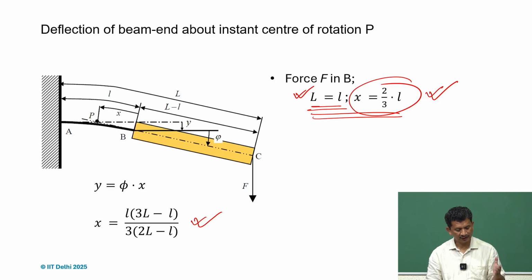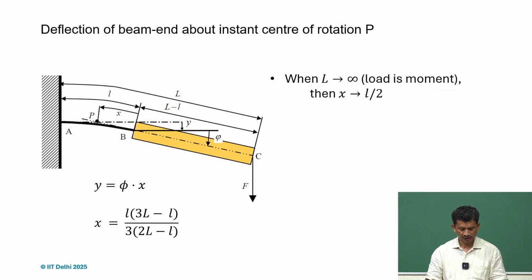So capital L and small l are dependent on those. So it's not a fixed point. It depends on where the force F is applied. So yes, if it's applied at B, it will be 2/3. But we can also check what happens if L tends to infinity, and in that case, the load can be considered as a pure bending load.